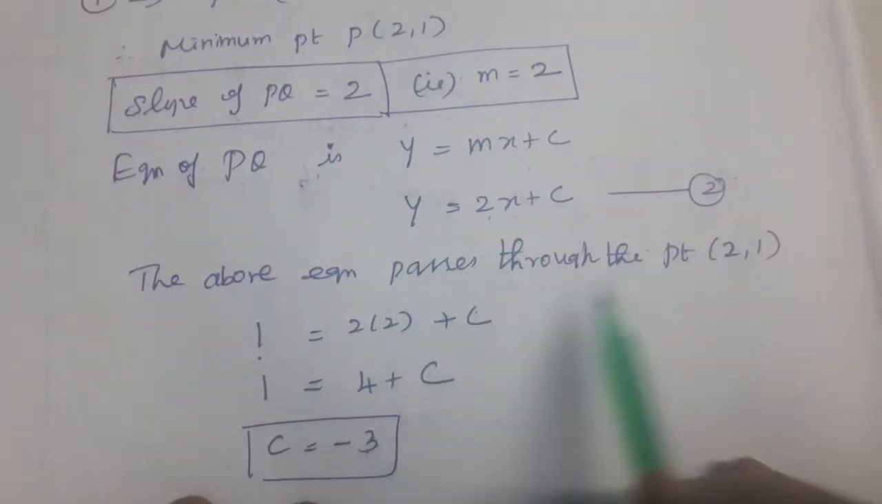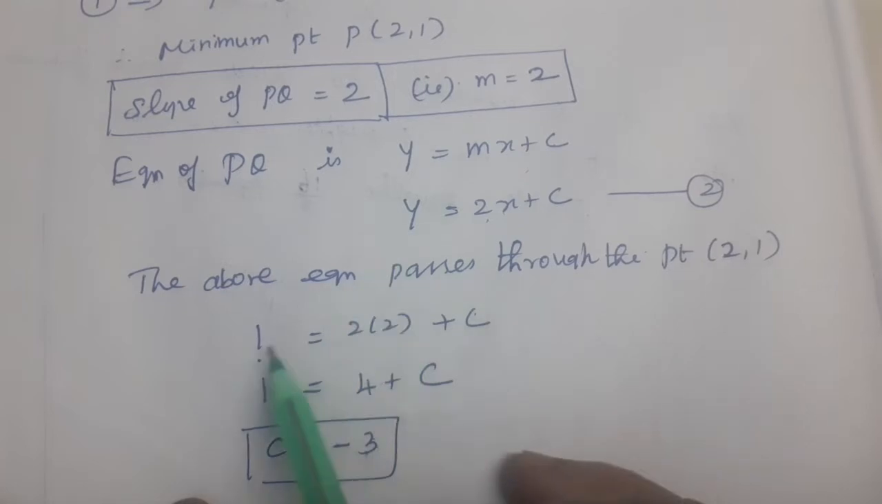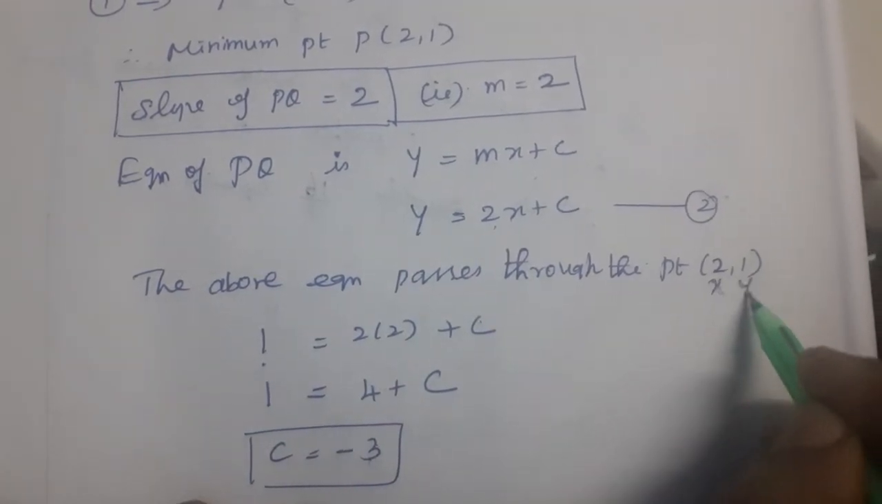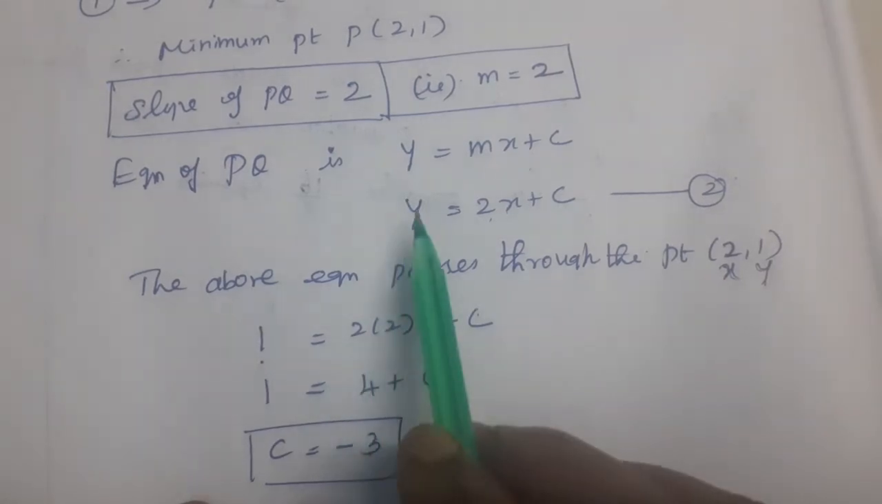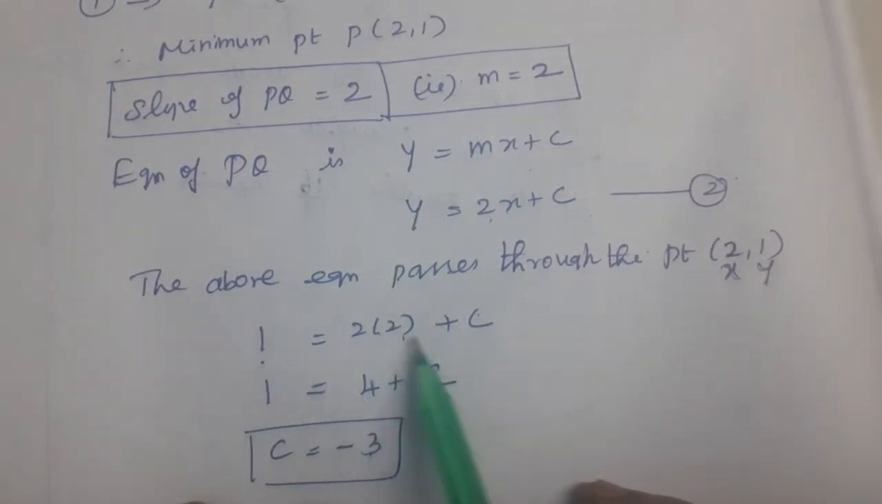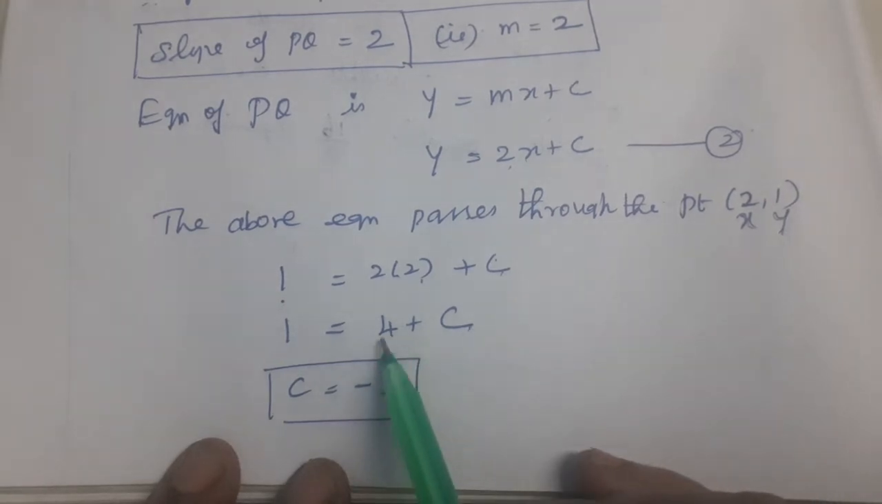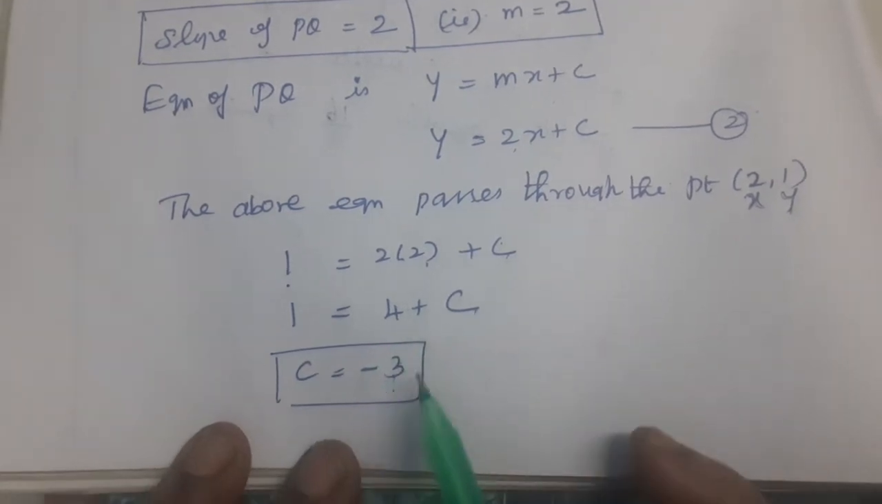Instead of x comma y you substitute 2 and 1. Instead of y substitute 1. This is the x value, the first point is always x, and the second point is y. Now instead of y substitute 1, equal to 2 into 2 plus c. That is 1 equal to 4 plus c. c equal to 1 minus 4, that is c equal to minus 3.